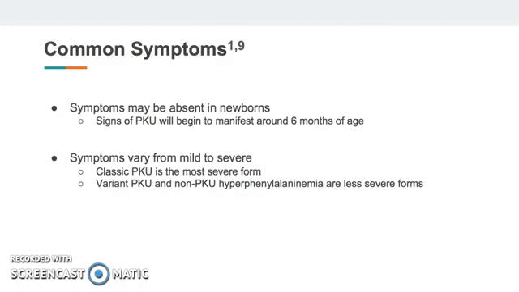It is a spectrum disorder, so there will be a large amount of variance between individuals with PKU. The less severe forms of PKU include variant PKU and non-PKU hyperphenylalaninemia. Individuals with these types might have less strict dietary restrictions. Classic PKU is the most severe form, and it can result in severe cognitive and intellectual disability if it's not properly treated. That's why early screening, diagnosis, and treatment are so important. These individuals with classic PKU will be the ones with the most strict dietary plans.